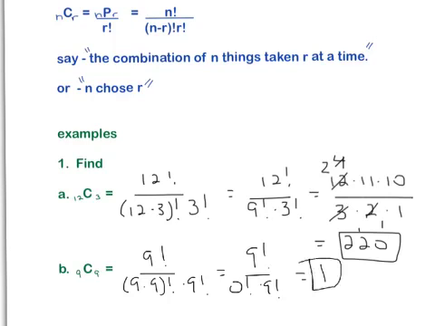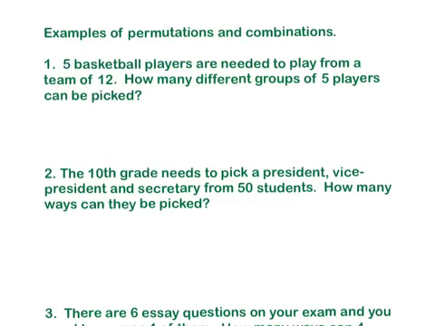If I have 9 items and I need to pick a group of 9, I'm going to have one way of picking that group of 9, so that makes sense. So let's look at some real-life situations where we'd have to use permutations or combinations.